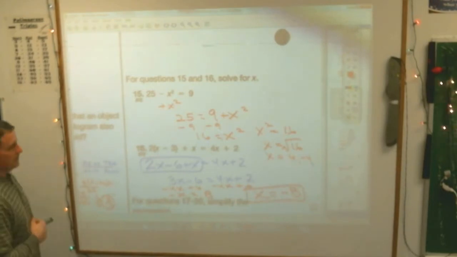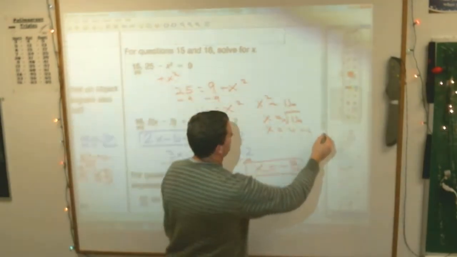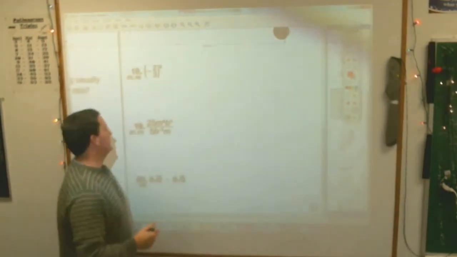Grace, 18 and 20. 18 and 20. Geez, I feel better about break time all the time here.